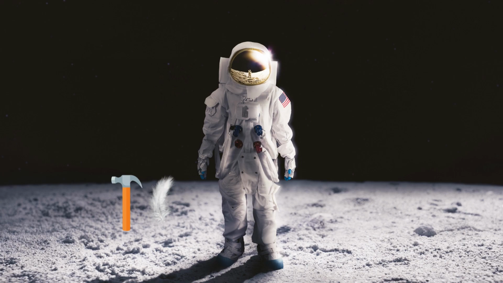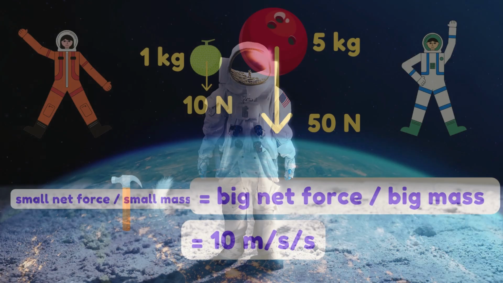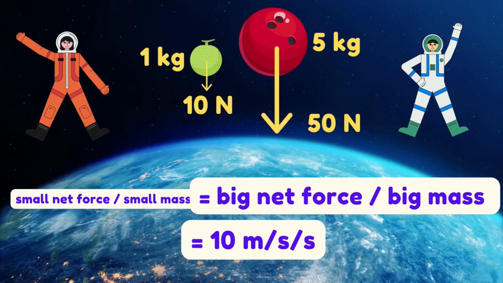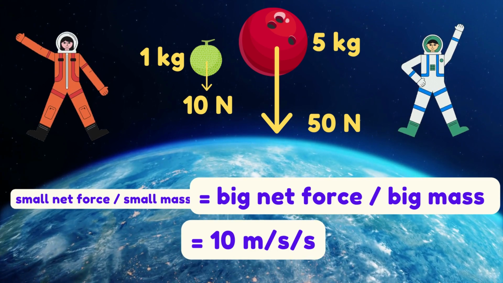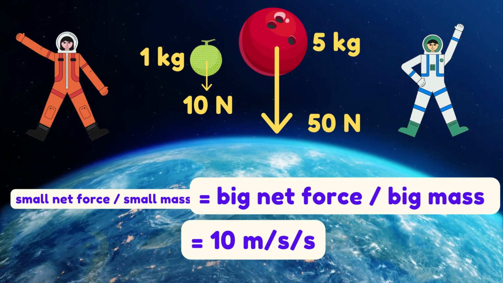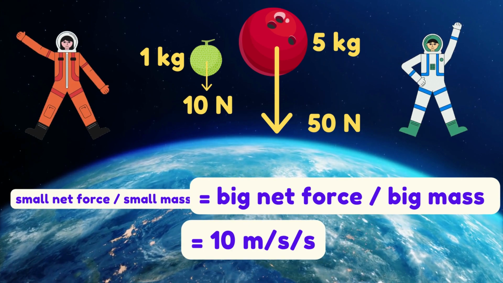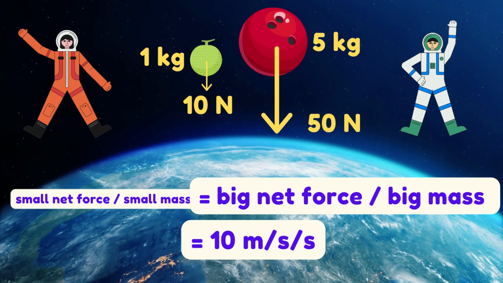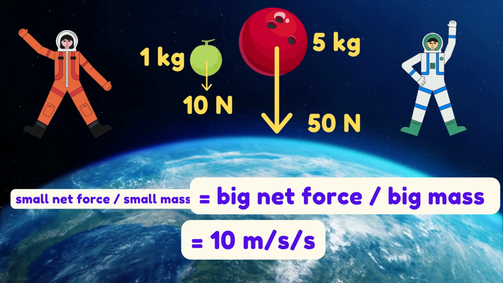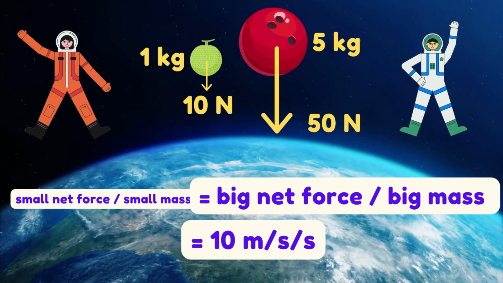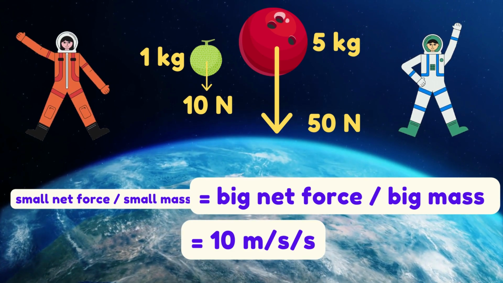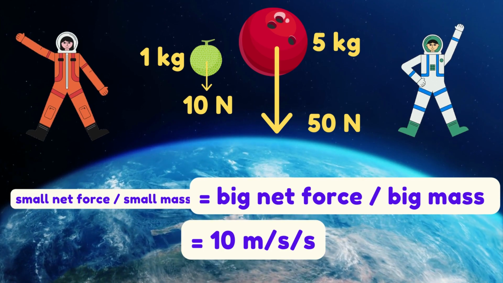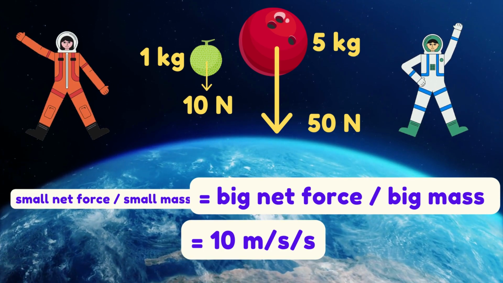in a vacuum. In other words, if you have a big mass, you will experience a big gravity force, or a big net force, or a big weight. And if you have a small mass, you will have a small gravity force, or a small net force, or a small weight. The ratio of this gravity force to the mass remains about 10 meters per second squared in a vacuum on Earth, which is also known as the acceleration due to gravity, denoted as g.